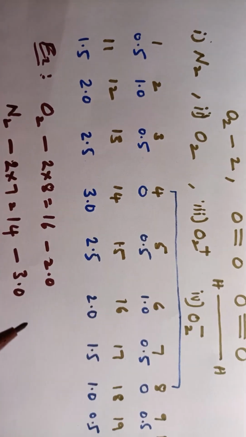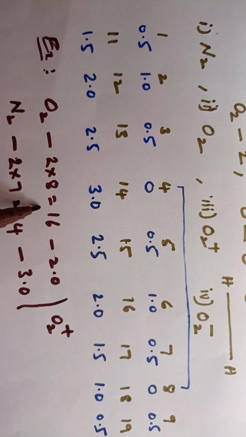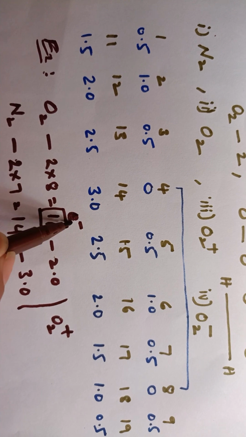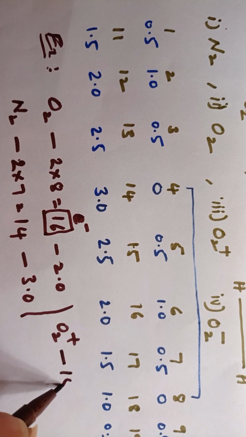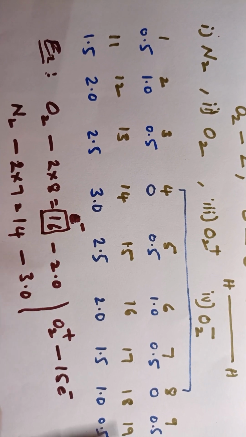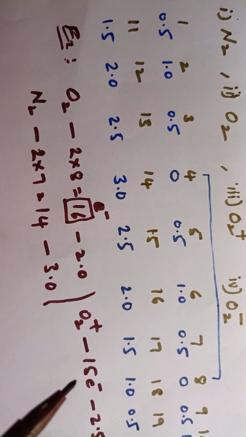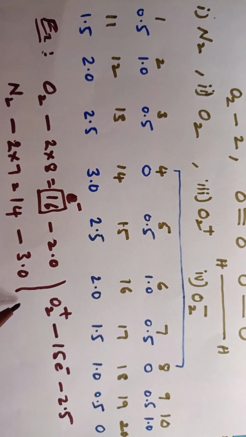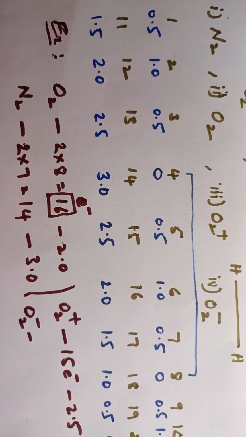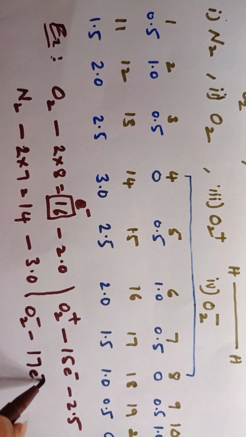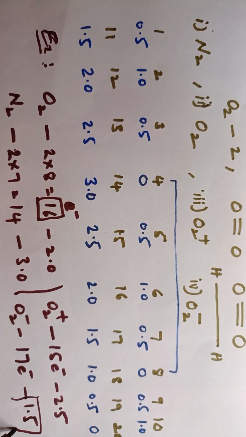Like this you take O2 plus. O2 has 16 electrons. O2 plus means it lost 1 electron, so it has 15 electrons. 15 electrons means bond order 2.5. Very simply. And you take O2 minus. O2 has 16 electrons. O2 minus means 1 electron is added. That means 17 electrons. 17 electrons, you see, bond order 1.5. These are the bond order values.